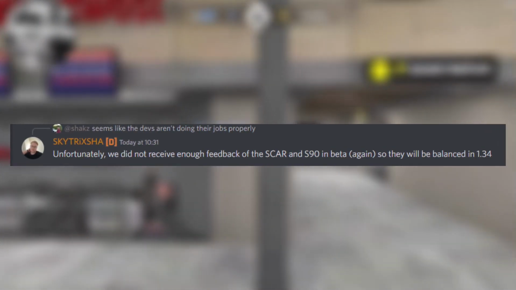If you think Scar-H and Super 90 are buffed too much, developers didn't have that much information on beta, so in my opinion, the game needs more beta testers for better updates. That's why they do beta first. They will be fixed in 1.34.